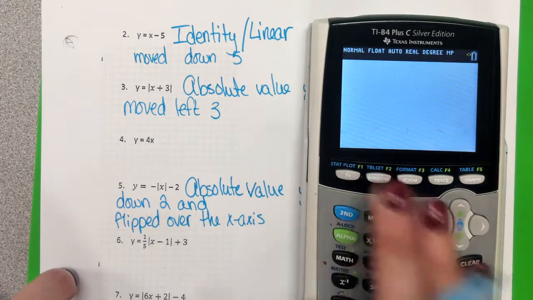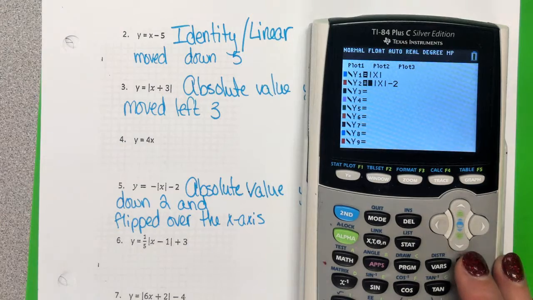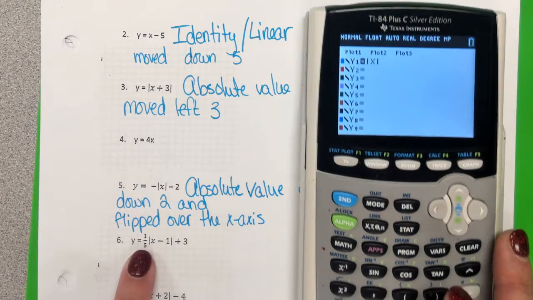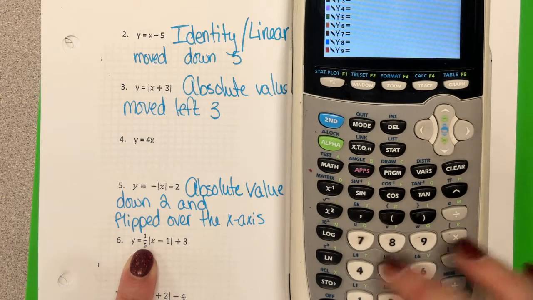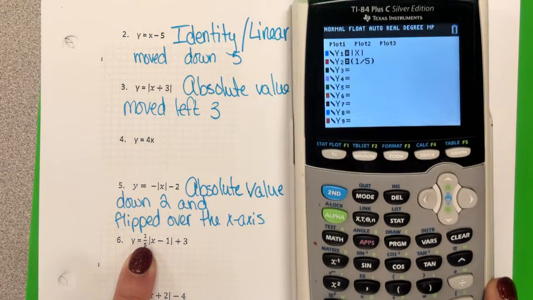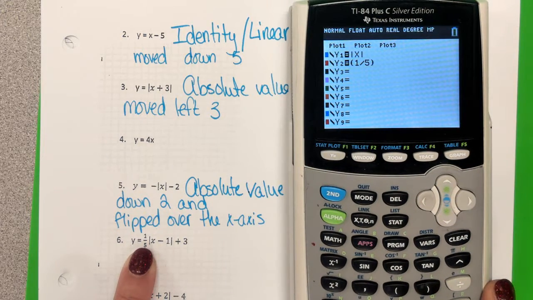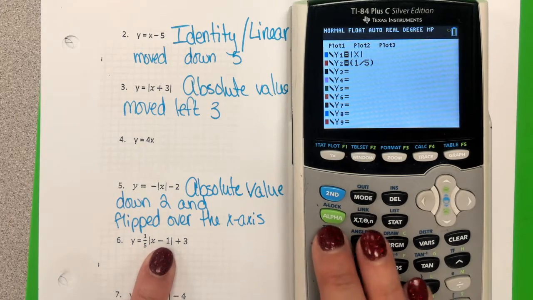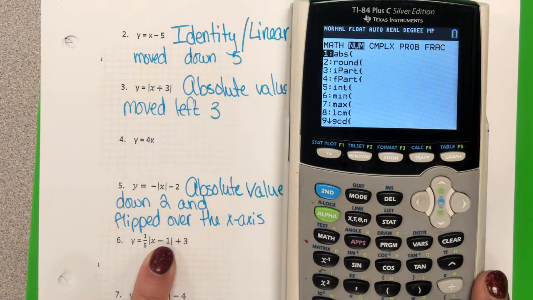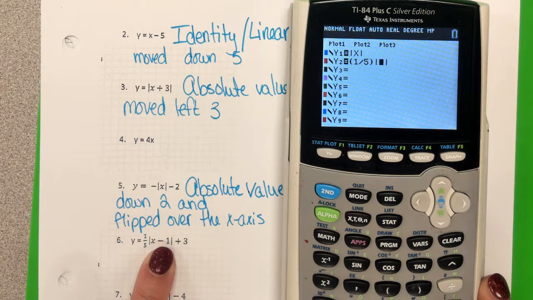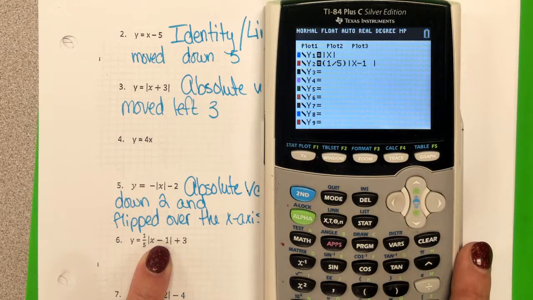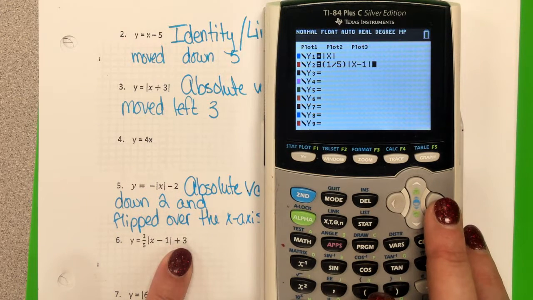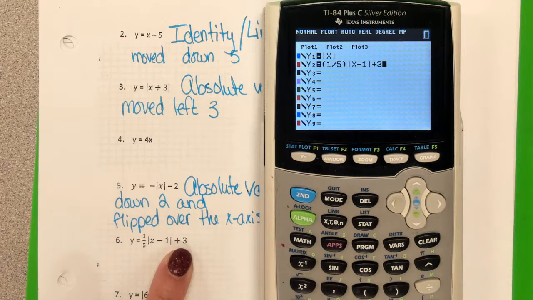All right, so let's go back to y equals. Don't mess with the first one. That's your parent graph. All right, how do we put in fractions? What do we have to do first? Parentheses. 1 divided by 5. Close parentheses. Then we go to math, go over to number, and hit enter. All right, what's the only thing inside? X minus 1. X, and then hit the subtract 1. What's outside?